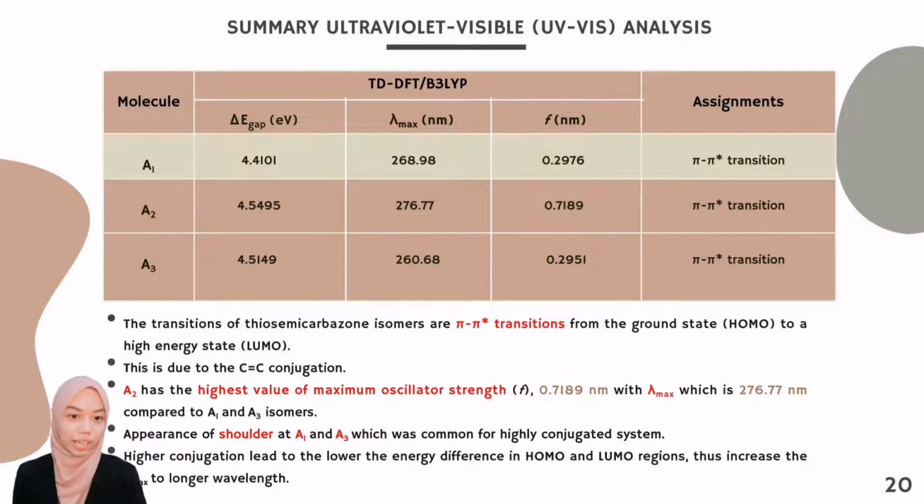The appearance of a shoulder in the A1 and A3 isomers is common for highly conjugated systems and is often solvent dependent. This result shows that A2 has the highest value of oscillator strength compared to the A1 and A3 isomers. The higher conjugation leads to a lower energy difference between the HOMO and LUMO, where the absorption peak is redshifted to a longer wavelength.